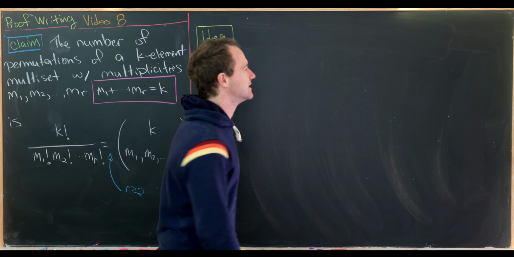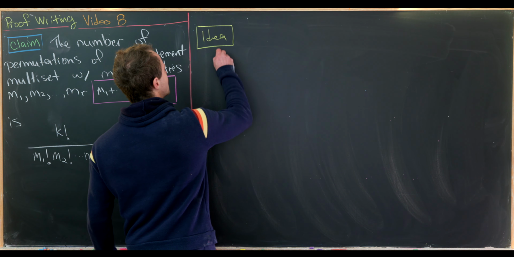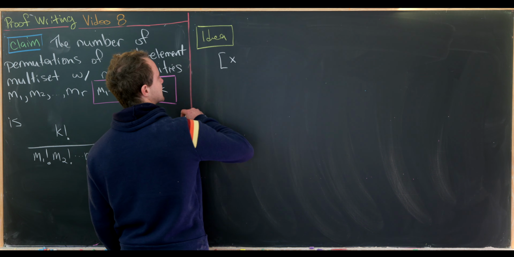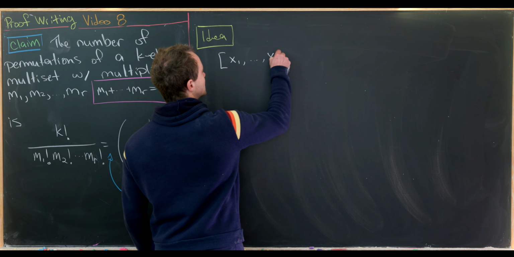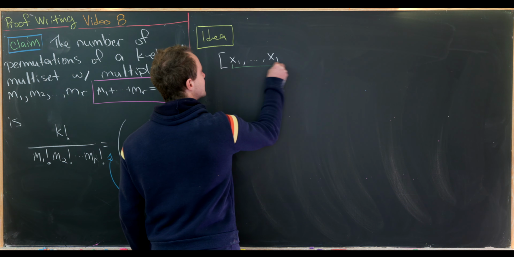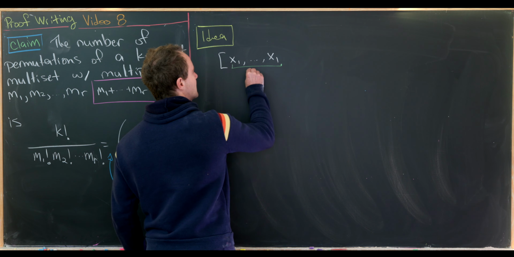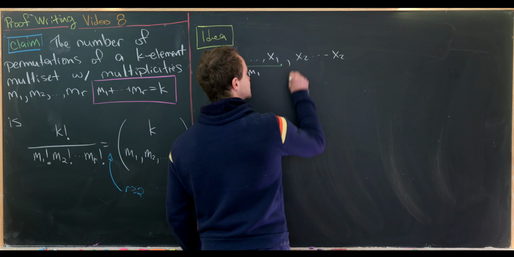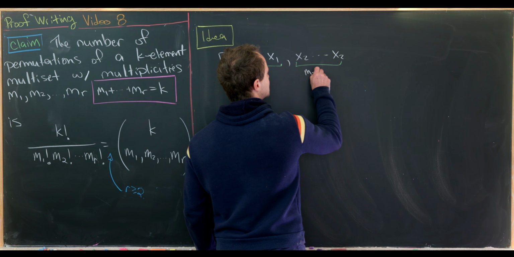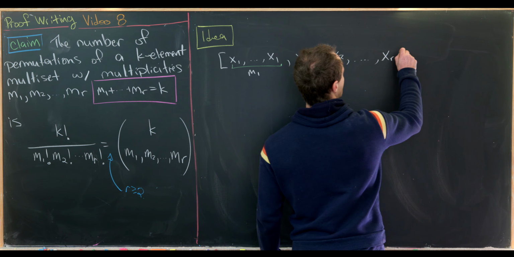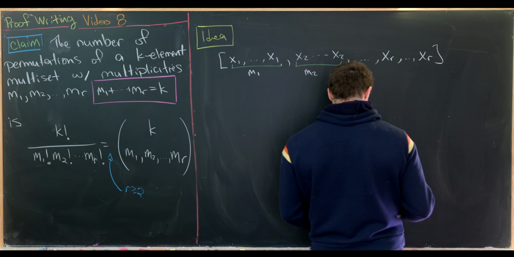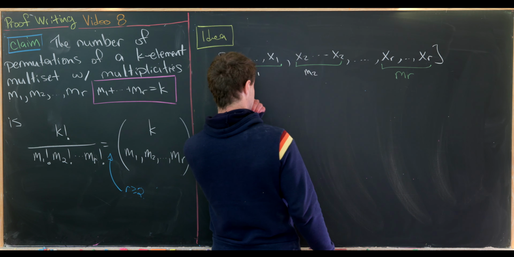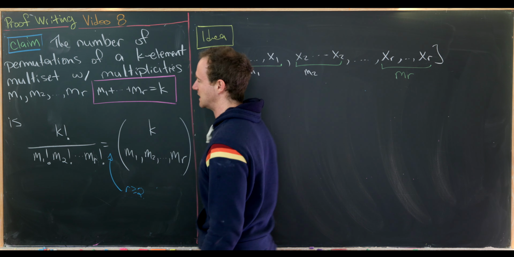Okay, so here's the idea behind the proof here. So let's say we've got a k-element multiset. And that k-element multiset looks like this. x1, so a bunch of x1s. How many x1s do we have? Well, based off of this, we will have m1 x1s, and then we'll have a bunch of x2s. So how many x2s will we have? Well, we'll have m2 x2s all the way up to xr. How many of those will we have? Well, we will have mr xr's. We know we need x1s up to xr's just based off the fact that we've got that many multiplicities.